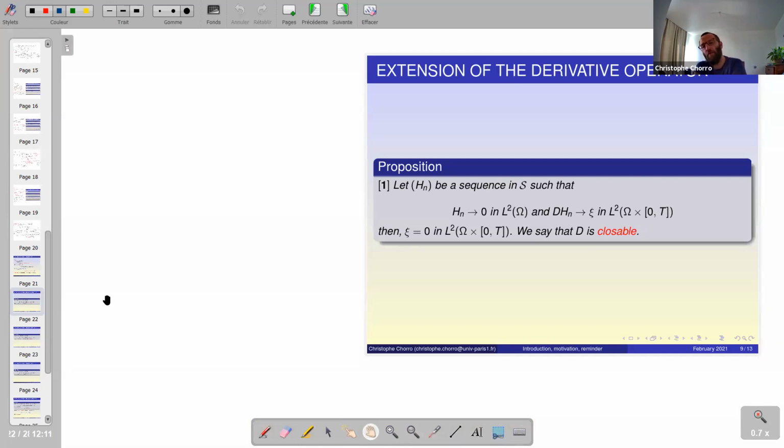So this proposition tells me the following. If Hn is a sequence in S such that Hn converges towards 0 in L2 of omega, and such that the family of stochastic processes D of Hn converges towards C in L2 of omega times 0 capital T, where C is a stochastic process depending on time and on W, then necessarily C is equal to 0 in L2 of omega times 0 capital T. If you have followed the course of functional analysis in the first semester, this property is called the closability property of the operator D. When Hn goes to 0, and if D of Hn converges toward C, C is necessarily equal to 0.